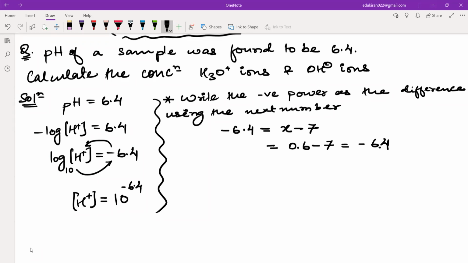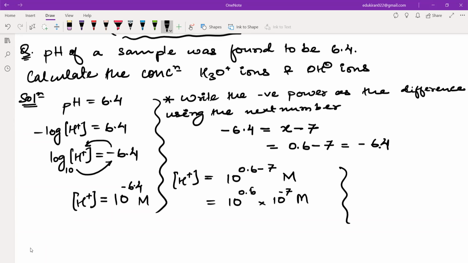And then you can write the concentration of H plus ion will be equal to 10 to the power of minus 6.4. Rather than minus 6.4, we will write 0.6 minus 7. And this will be in terms of molar concentration. Now you can write this as 10 to the power 0.6 into 10 to the power minus 7 molar. And we know that log of 10 to the power 0.6 should equal to x.